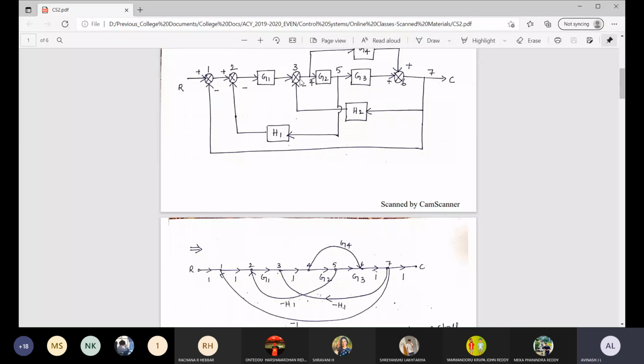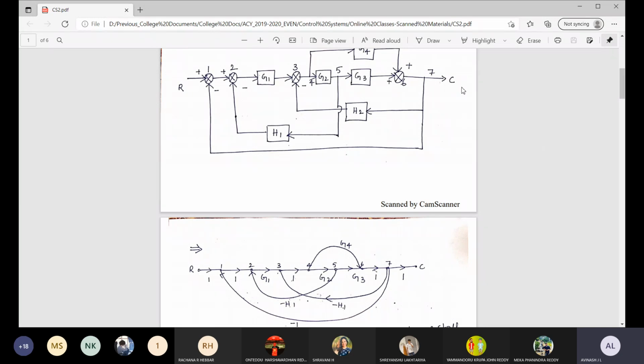So between 3 and 4, what other things are there? Nothing is there, because from summing point to takeoff point, there is no value which is associated. Just write 1. Now from 4 to 5, there is a G2. Now 4 to 6 on the top, it is going with G4. You just give the extension G4 to 6 and make it as G4. Clear. Now 5 to 6, it is G3. Similarly, 6 to 7, nothing is there, just draw a line and the value is 1. Clear. Now 2 to 5, there is a H1, that is also we need to consider. Similarly, 3 to 7, there is a minus H1.